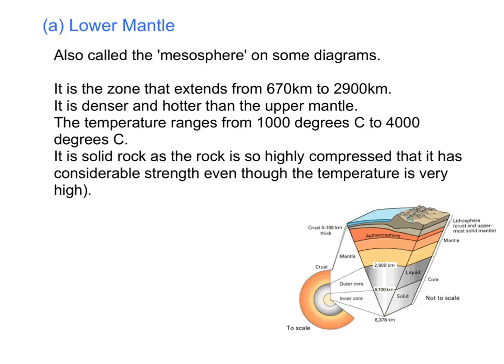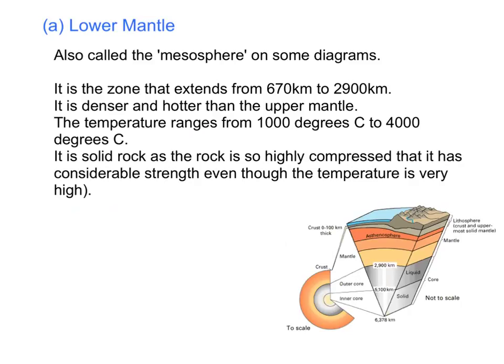So the lower mantle, also called the mesosphere on some diagrams, be careful with that because in the weather and climate lessons you'll be having, you'll find that one of the layers of the atmosphere is called the mesosphere, so don't confuse the two terms. They're spelled exactly the same, but they mean different things. And the lower mantle is the zone that extends from 670 kilometres to 2,900 kilometres.